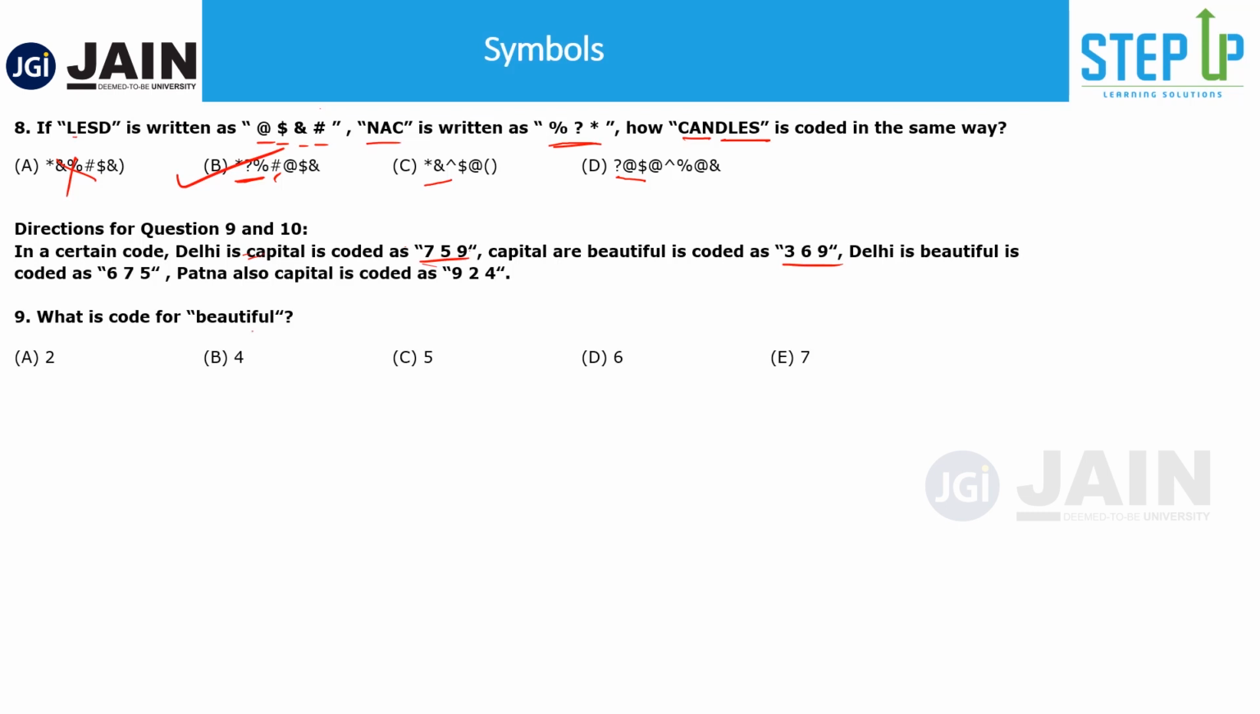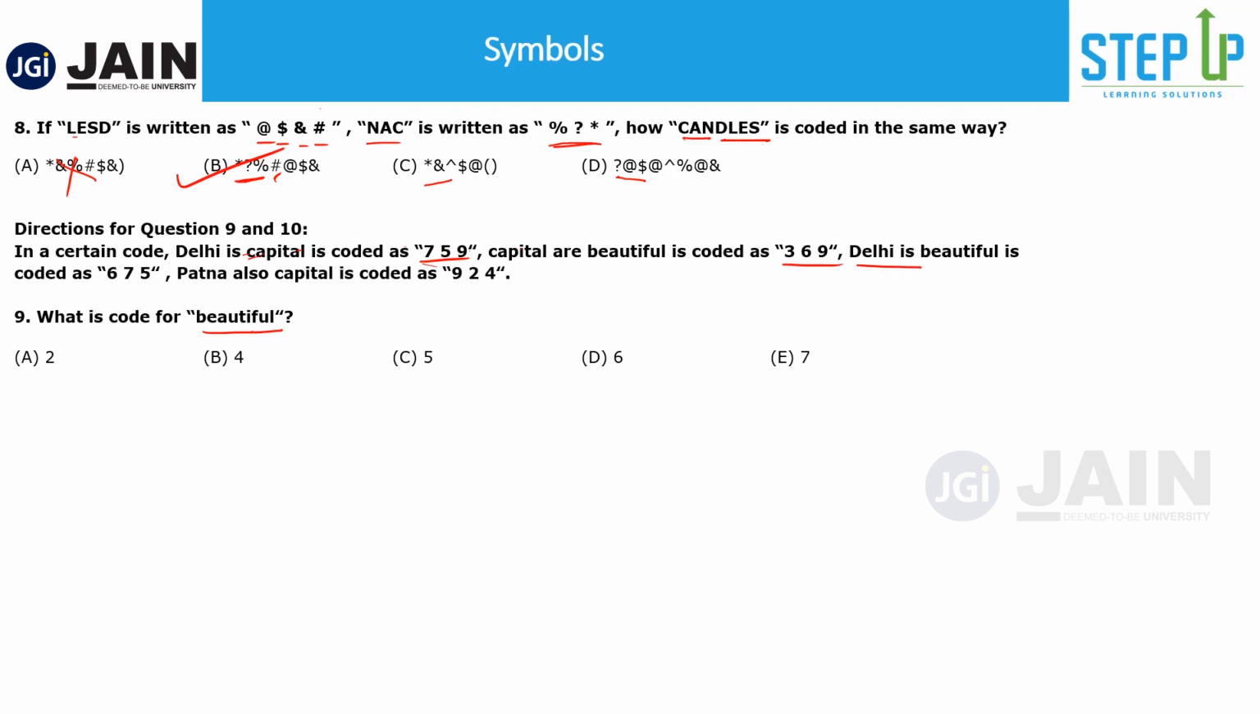Now this is again common sense, right? It's like how you have equations. A plus B plus C is this, and another equation says A plus B plus 2C is this. Now tell me what is this, right? So like that. So here, what is the code for beautiful? Now what is common here in the capital, right? Where is beautiful? Delhi is beautiful here. This is very simple.